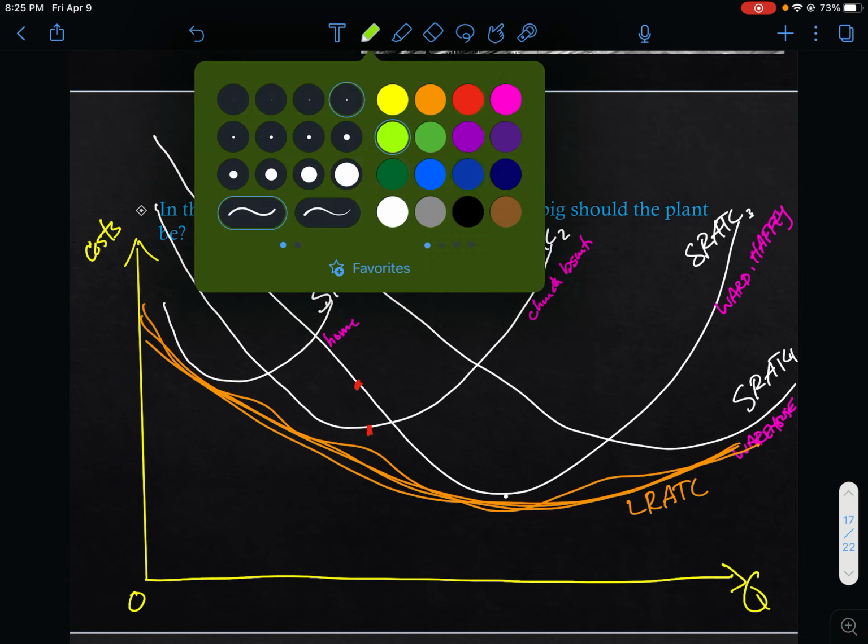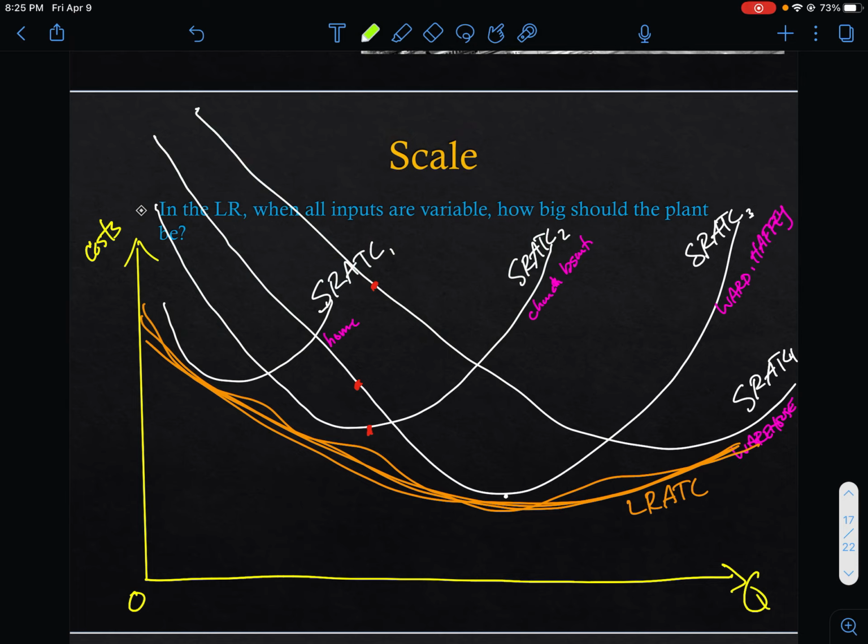And why is this important? Because this is where we can see economies of scale and diseconomies of scale. And so if you're in a range where, as you get larger, as your plants get bigger, you can drive down the cost per unit, you're experiencing what we call economies of scale.